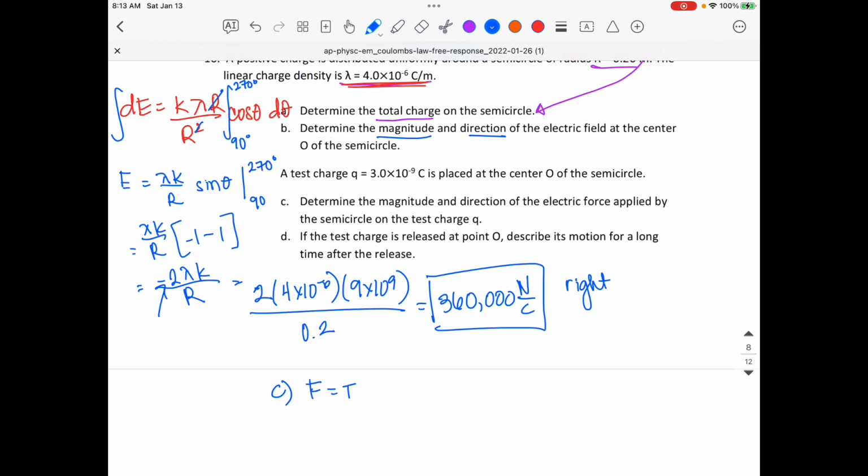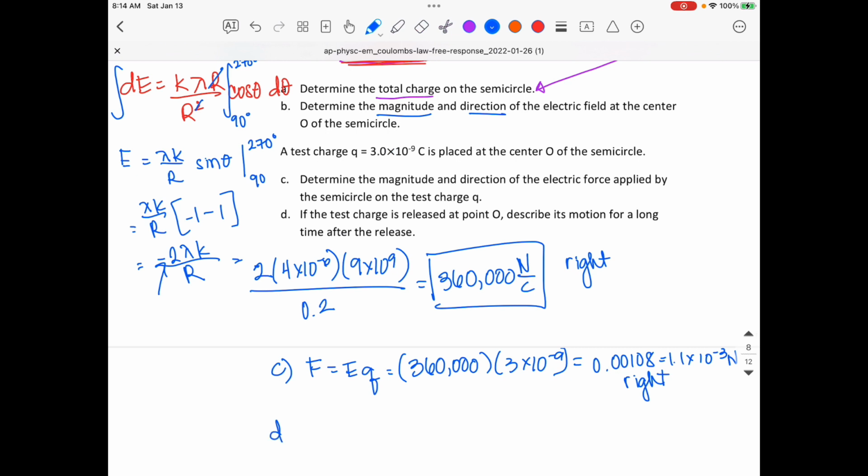Force is just equal to EQ. So all it's going to be is 360,000 times 3 times 10 to the -9. And that will give me a value of 0.00108, or about 1.1 times 10 to the -3 newtons. The direction is going to be right because it is a positive charge, and positive charges go away from the positive rod.